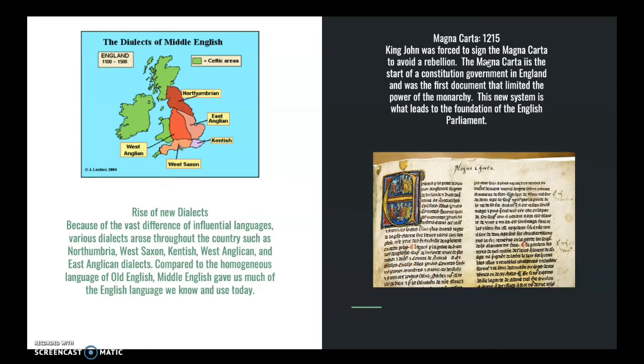Also during this period, another event that marked the English language and helped it evolve was the Magna Carta, signed in 1215, where King John was forced to sign it to avoid a rebellion. The Magna Carta is the start of constitutional government in England, and it was the first document that limited the power of the monarchy. This new system is what leads to the foundation of the English Parliament.